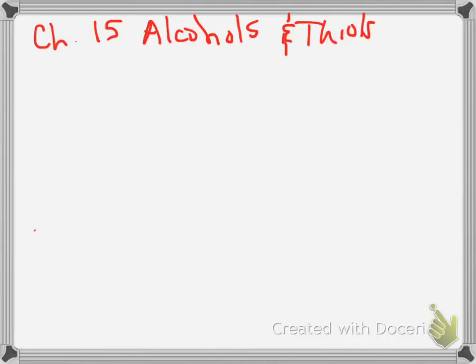So we're going to go over some of the basic information regarding chapter 15. This chapter deals with alcohols and thiols. Just to do a quick review, an alcohol has a generic formulation of ROH. The hydroxyl group is what makes an alcohol an alcohol. And the thiol is very similar, except it's RSH. Remember, sulfur is one row below oxygen in the periodic table, so it is both a good leaving group and a good nucleophile.